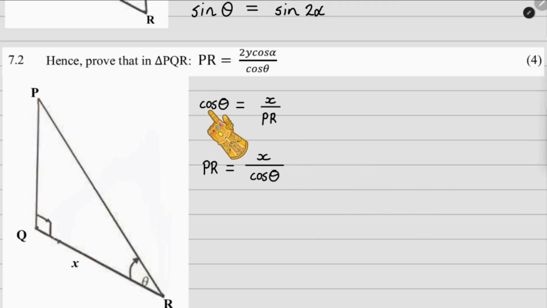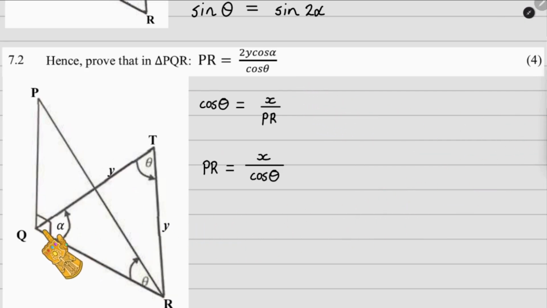You literally just swap the positions of cos theta and PR to get there. So you do want to get comfortable enough to make that adjustment. Okay, now this is not quite looking like that, but it's got some aspects we want. It's got a cos theta at the bottom. This one has a cos theta at the bottom. So we need to transform this x into this trig expression using the other triangle.